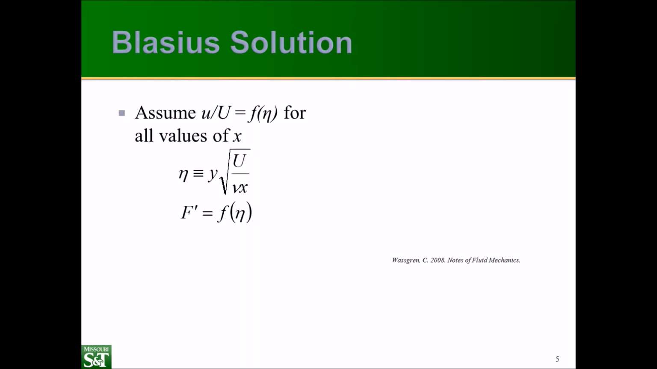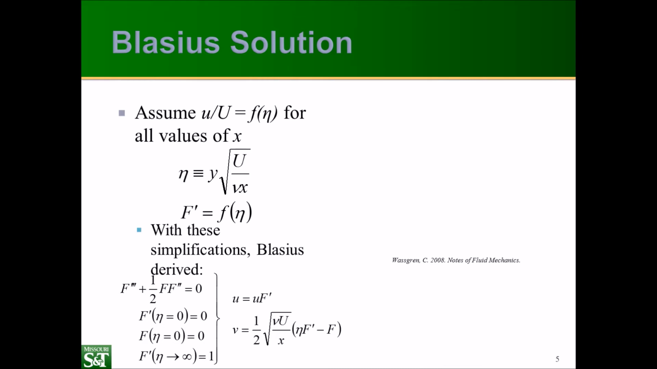So with these simplifications from the Navier-Stokes equations, a guy named Blasius derived a set of equations and boundary conditions that we could then solve for the velocity profile in a laminar boundary layer. Now this result is important because it was able to convert the PDE into a much less complex ordinary differential equation. However, there's still no analytical solution to this problem. We have to solve it numerically.